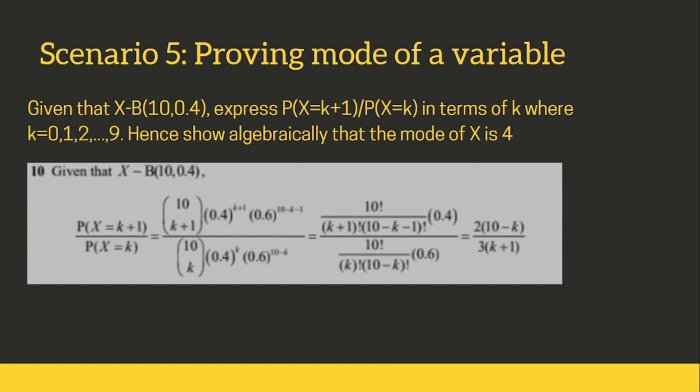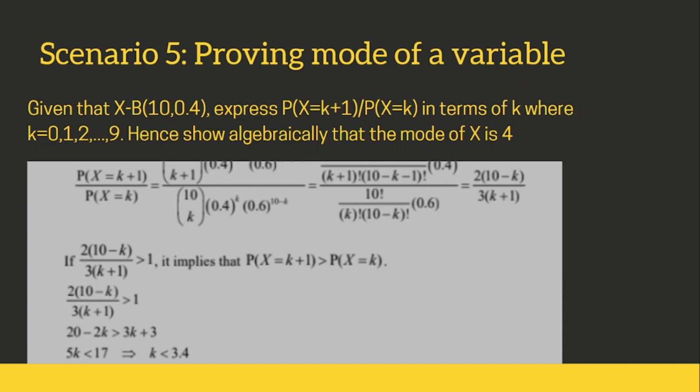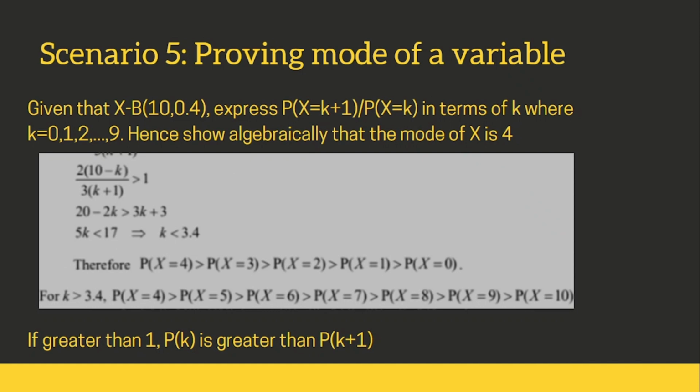And so after this, we're going to infer that this fraction is greater than 1. Because if we say it's greater than 1, it implies that P(X = k+1) is greater than P(X = k). And then we solve it. We're going to get a value of k of 3.4 or less. So the thing is that also, what this first implies is that P(X = 4) will be greater than P(X = 3), greater than P(X = 2), greater than P(X = 1), P(X = 0).